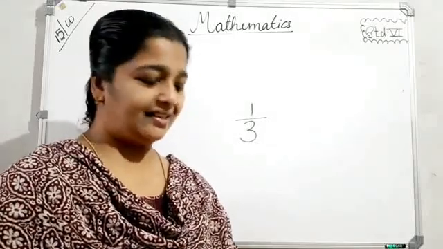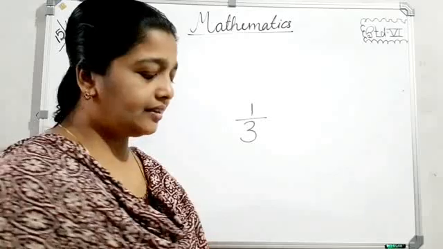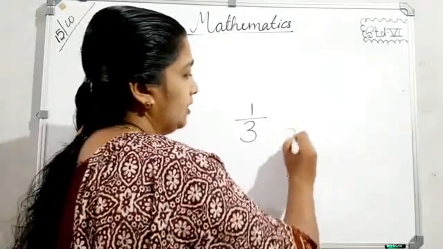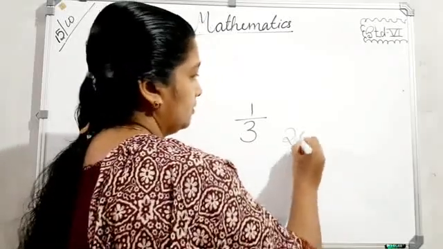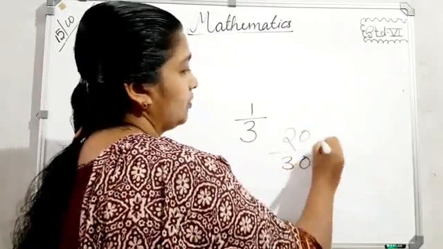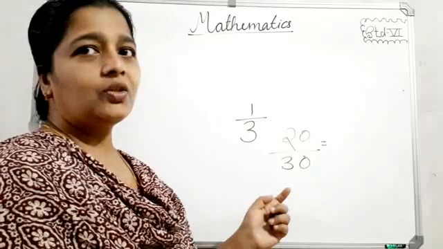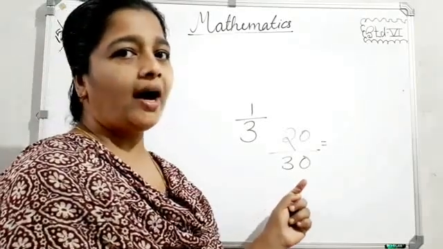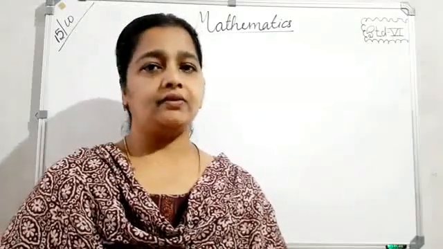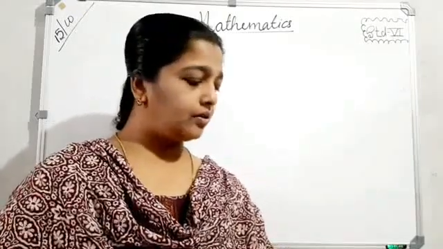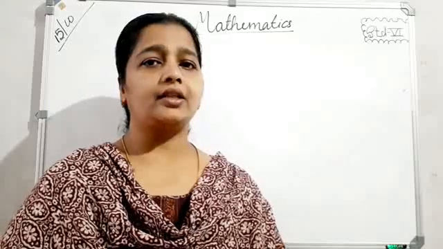The answer is 20 by 30. Clear? We can write it in simple form: 20 by 30 is 2 by 3. Understand? So these questions I will give as notes. That third question only you want to write in your textbook.